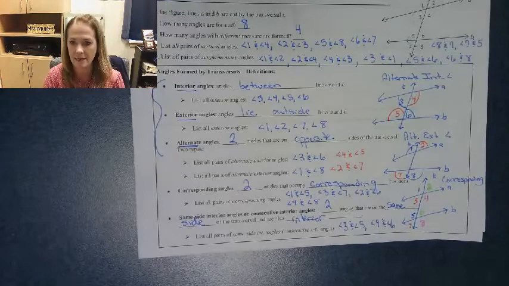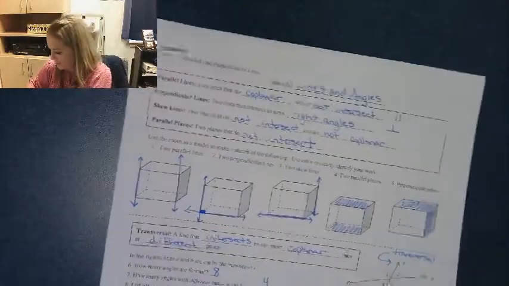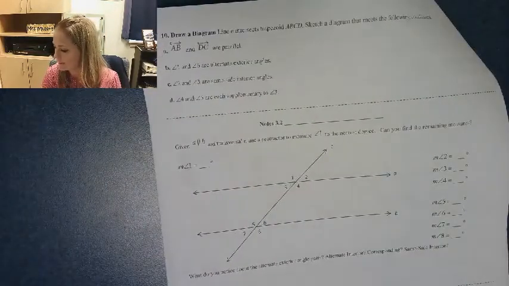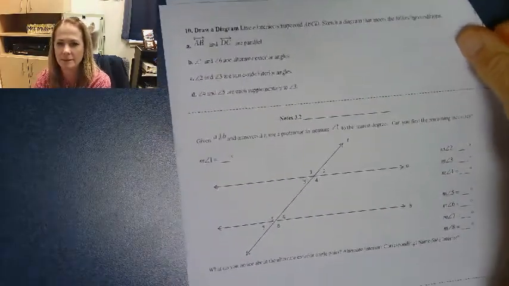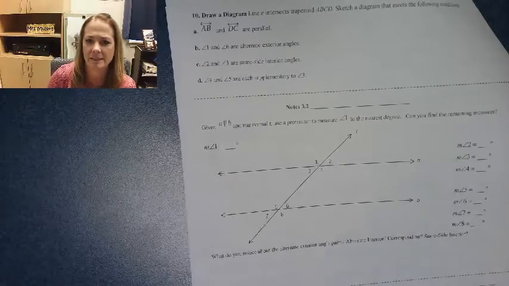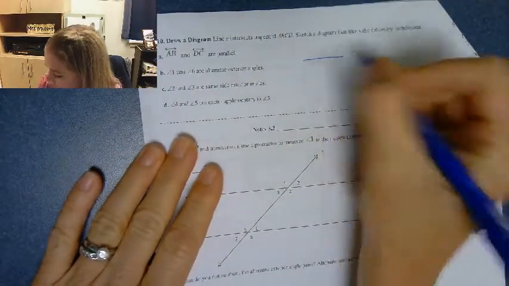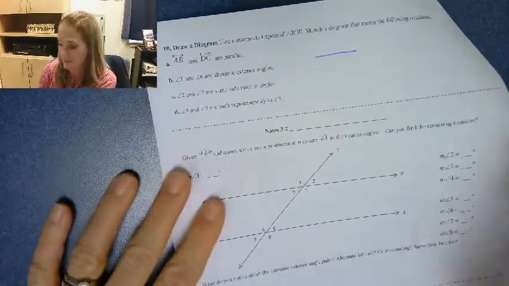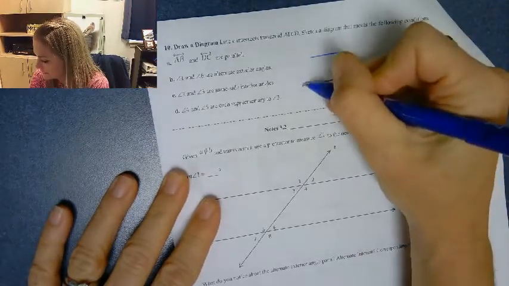And we are going to talk about these angle pairs a ton because there are going to be some relationships in their measures. Okay, last little piece up here at the top of the notes. It just says draw a diagram. Line E intersects trapezoid ABCD. Sketch a diagram that meets the following conditions. So we've got AB and DC are parallel. So we're going to draw a trapezoid, and we want to make sure the parallel lines are AB and DC. So a trapezoid is formed with two parallel lines. And go like that, and then we just connect.